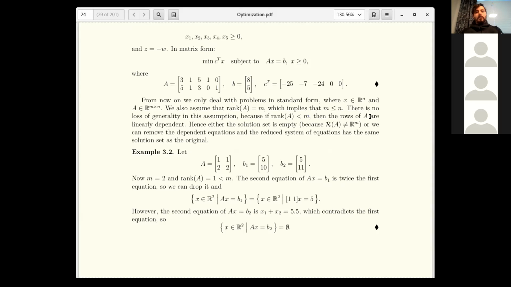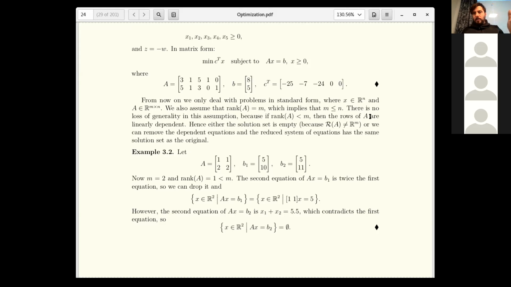On the other hand, if the constraints' right-hand side consists of 5 and 11, then this does not happen. We know that x1 plus x2 equals 5, but the second constraint says that x1 plus x2 equals 5.5, and this is going to contradict the first equation. The sum of x1 and x2 cannot simultaneously be 5 and 5.5. So this has an empty feasible set. It may happen that the problem may not have a solution at all.